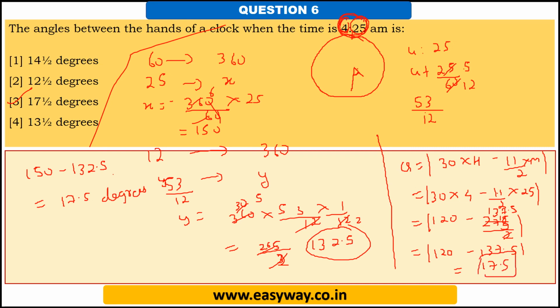Now this shortcut will save much of your time, but if you don't remember this formula you can always go by this method. So the answer we are getting here is 17.5.